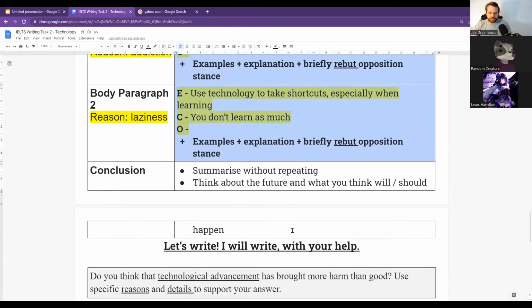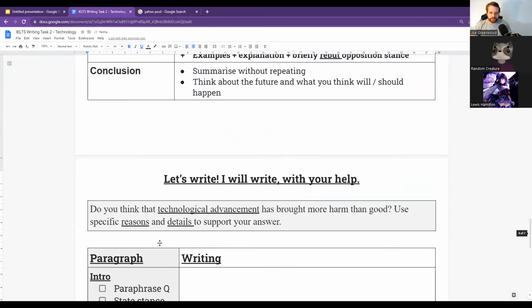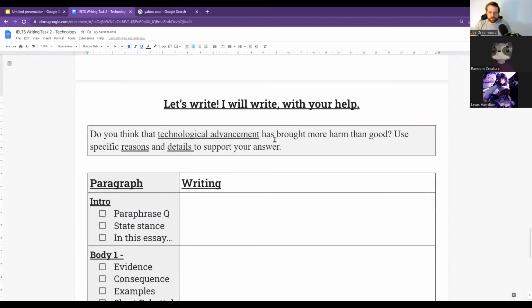So let's write. Let me make this a bit smaller. Now, okay. Do you think that technological advancement has brought us more harm than good? So I need to introduce the topic of technological advancement using different words. And then I need to say, some people think it's good, some people think it's bad. Do you remember what we said to use instead of technological advancement? We chose electronic devices, something like that.